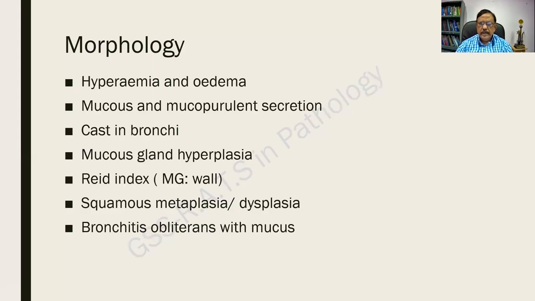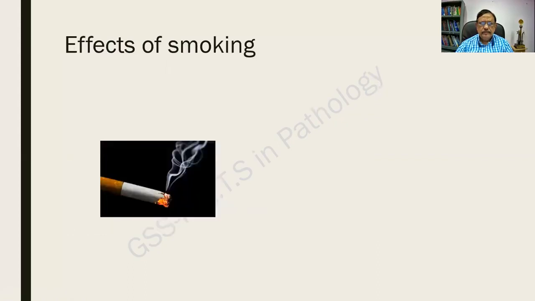There is a measure called the Reid index, which we shall be seeing is significant in chronic bronchitis. Apart from that, squamous metaplasia or dysplasia can develop. And finally, there is obliteration of the bronchial tree with mucus. So hyperemia and edema, cast in the bronchi, mucus gland hyperplasia leading to an increase in the Reid index. Histologically, a squamous metaplasia or a dysplasia, and obliteration of the bronchial tree with mucus. These are the features of chronic bronchitis. This term will come to us repeatedly.